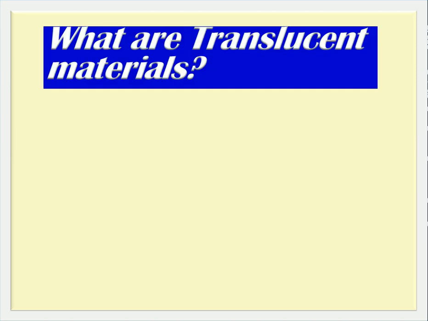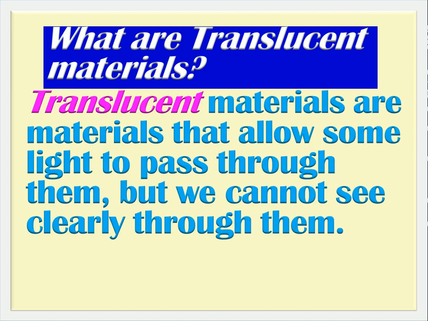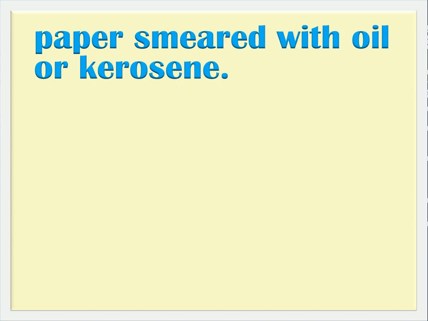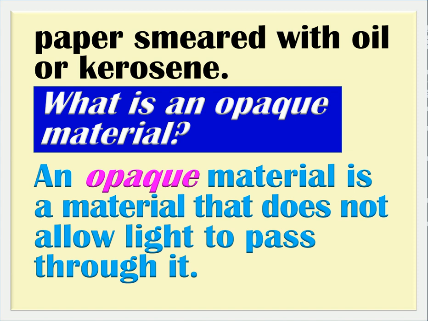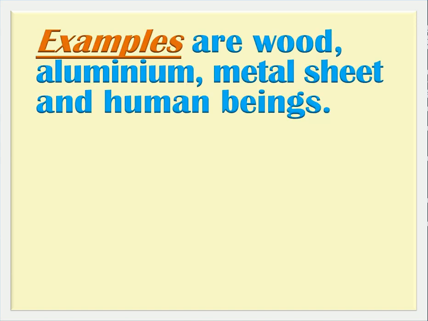What are translucent materials? Translucent materials are materials that allow some light to pass through them but we cannot see clearly through them. Examples are frosted glass, paper smeared with oil, or kerosene. What is an opaque material? An opaque material is a material that does not allow light to pass through it. Examples are wood, aluminium, metal sheet and human beings.